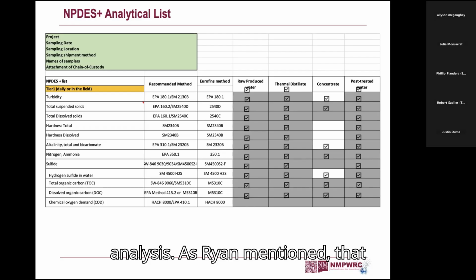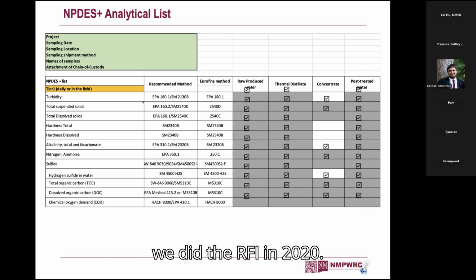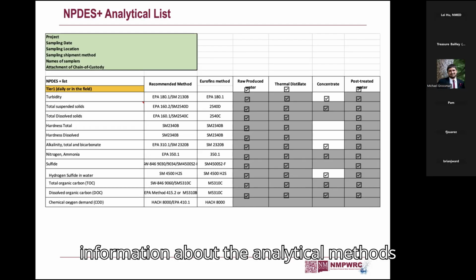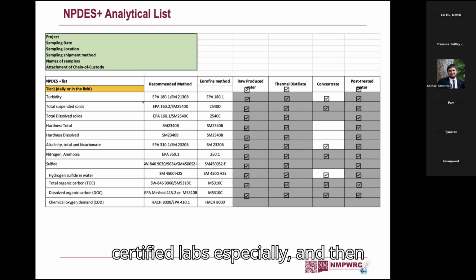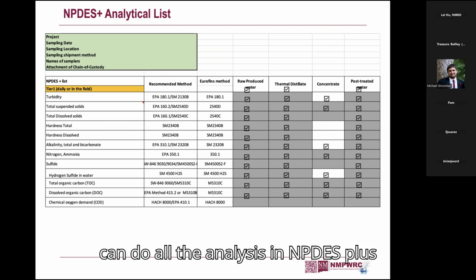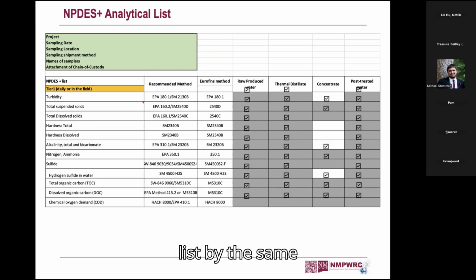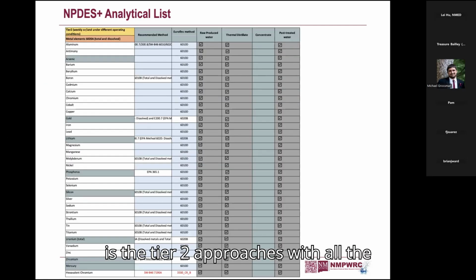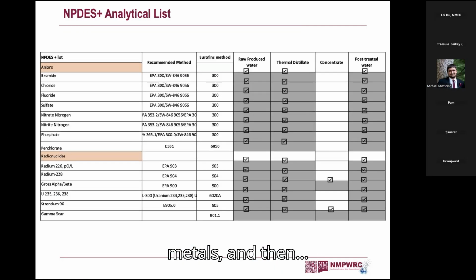As Ryan mentioned, we did the RFI in 2020. We sent the request for information about the analytical methods to different analytical labs, certified labs especially. And then Eurofins was selected because they can do all the analysis in the NPDES Plus list in the same Eurofins labs. So here are all the tier 1 approaches, and then this is the tier 2 approaches with all the metals, and then this includes the anions and radionuclides.